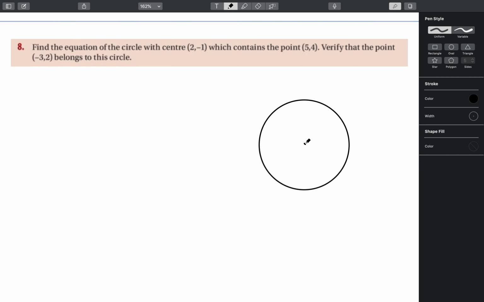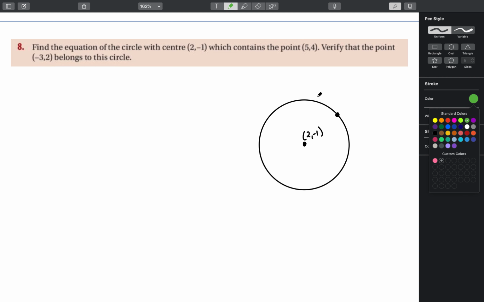So we know that the center of that circle is going to be at the point 2, minus 1, which contains the point 5, 4. So the point 5, 4 would be higher up and much further over. So somewhere over here, just quickly sketch it. It doesn't have to be very accurate. It's just to show us a model that we can use to conceptualize what's happening here. So we have this center and we have that point, but we don't have the radius.